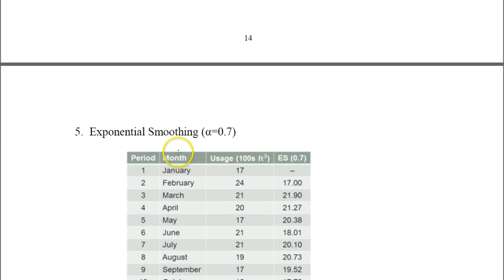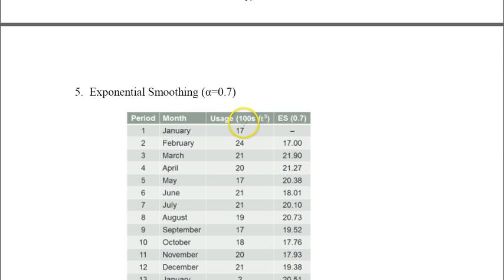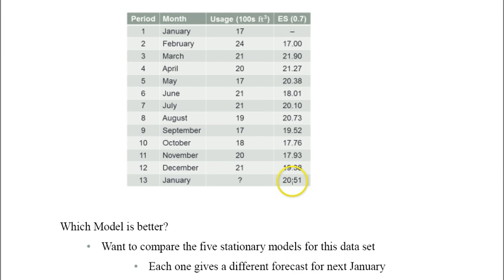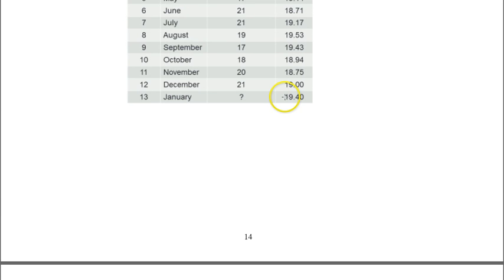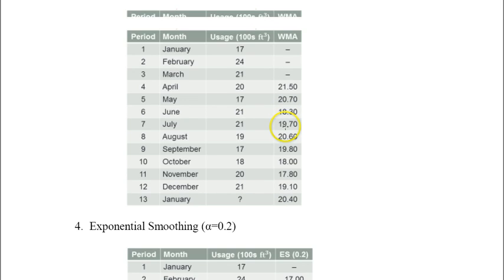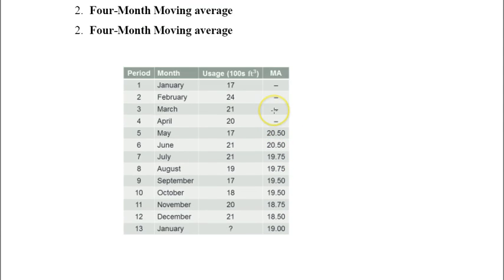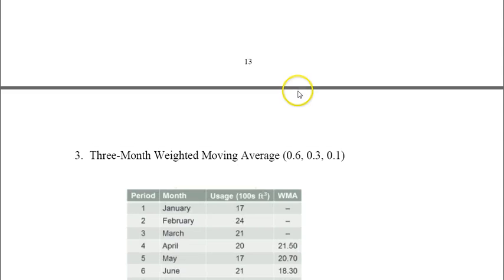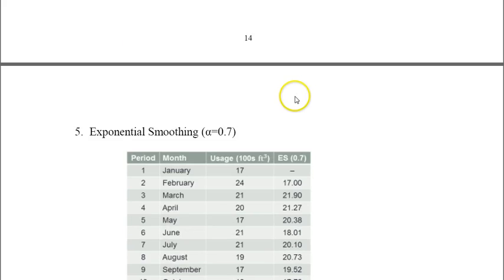This is another method using a smoothing constant of 0.7. So in this case that would be 0.7 times 21 plus 0.3 times 19.38 to get this value, and so on for the other values. One thing you noticed here is that this forecast is 20.51 for the next month. That's 19.4, 20.4, 19, 21. Of course they look close to each other, but then which one is better?